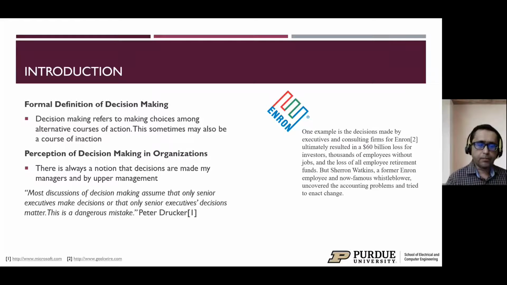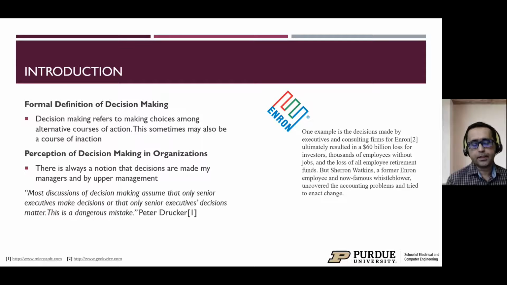Let's look at a formal definition of what exactly is decision making. So decision making refers to choices or alternative courses of action. And sometimes in the context of organizations, it can also be a course of inaction where they don't necessarily do anything about it.